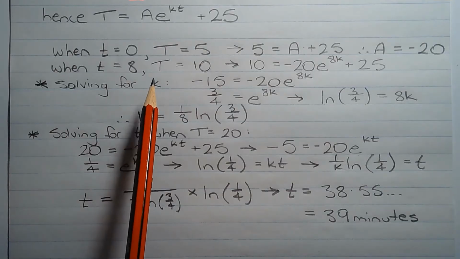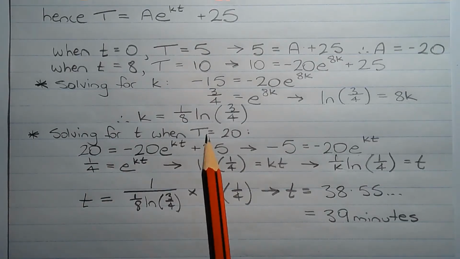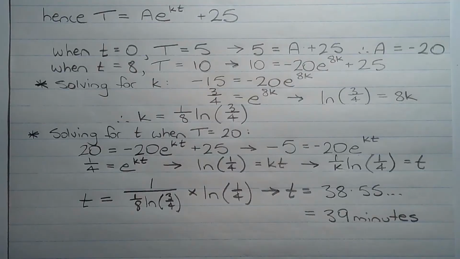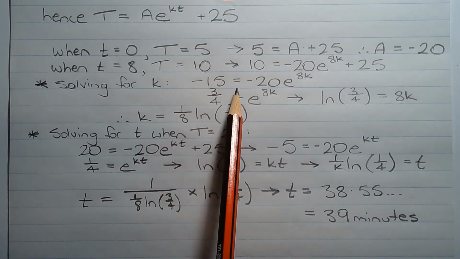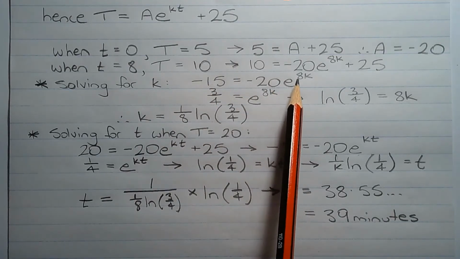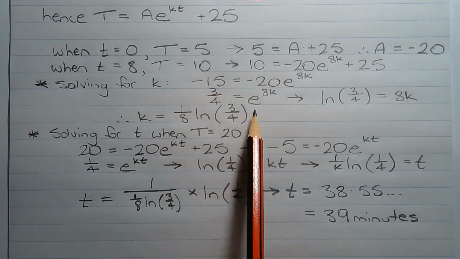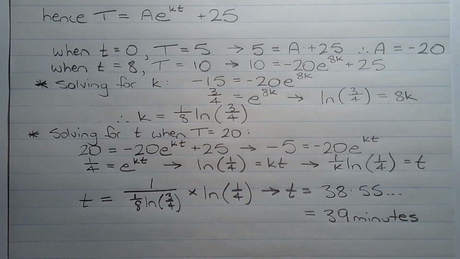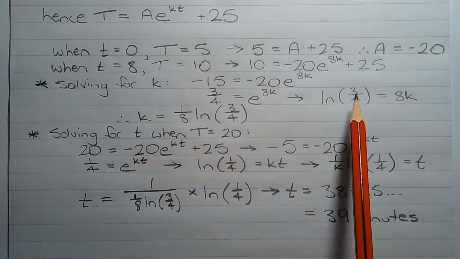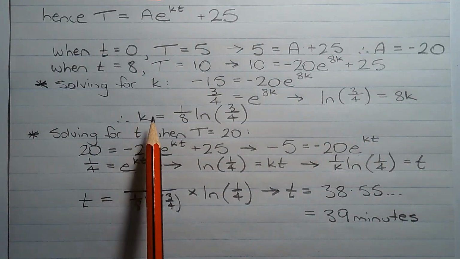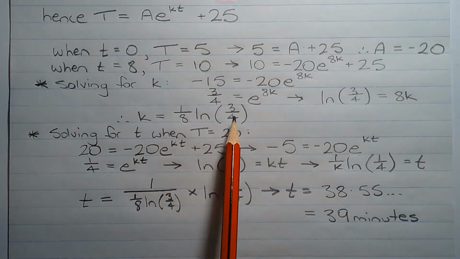So solving for the growth constant k, firstly subtract 25 from both sides. So we have negative 15 is equal to negative 20 multiplied by e to the power of 8k. Dividing both sides by negative 20, we get 3/4 is equal to e to the power of 8k. And taking the natural logarithm of both sides, we get ln of 3/4 is equal to 8k. Finally, dividing both sides of this equation by 8, we get k is equal to 1 over 8 multiplied by ln of 3/4.